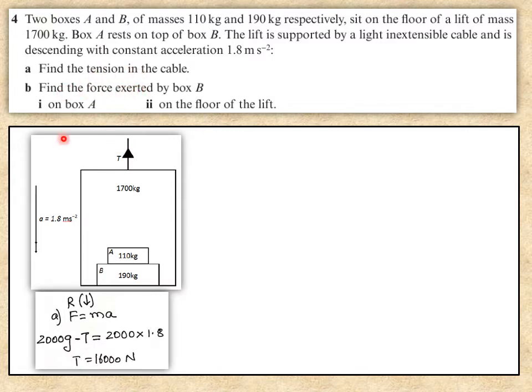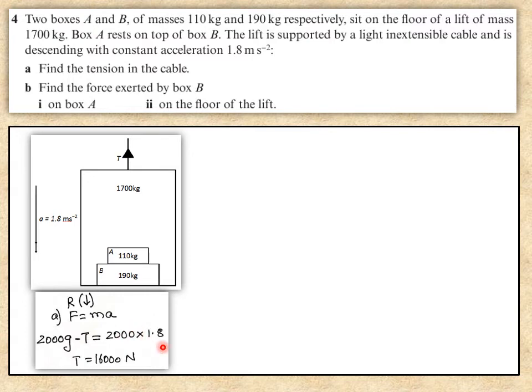Let us first talk about part A, find the tension in the cable. If I take the full system and take down as positive and use the same F equals ma, the resultant force will be a weight going downwards, which is positive. The total mass will be 1700 plus 110 plus 190, that gives you 2000 into gravity. That is the weight going downwards, minus T because it is in the upward direction, that is the resultant force, equal to mass. Again the total mass is 2000 into acceleration, which is given. You solve, you get tension is 16,000 Newton.